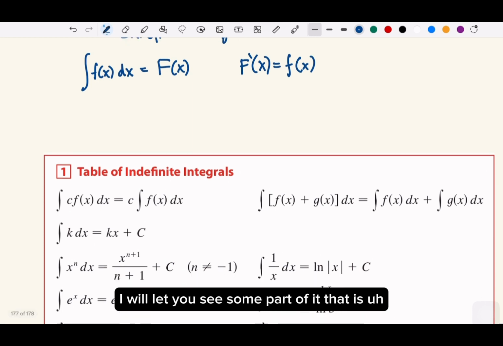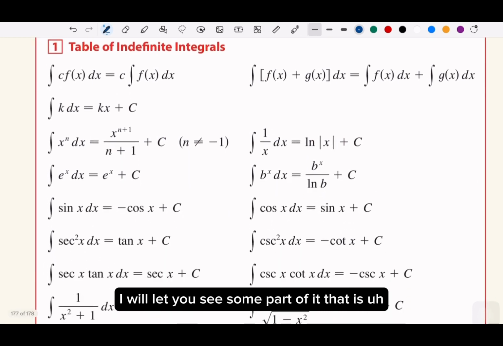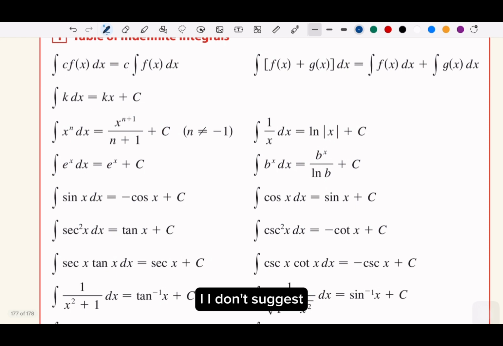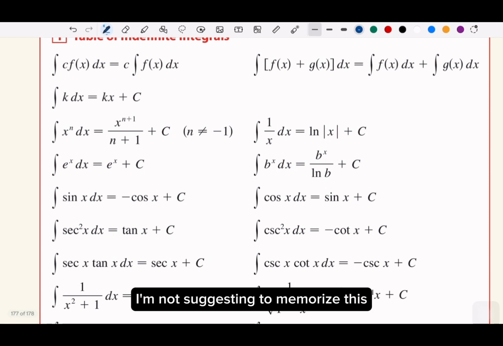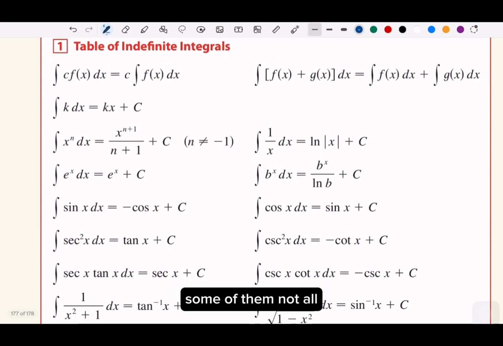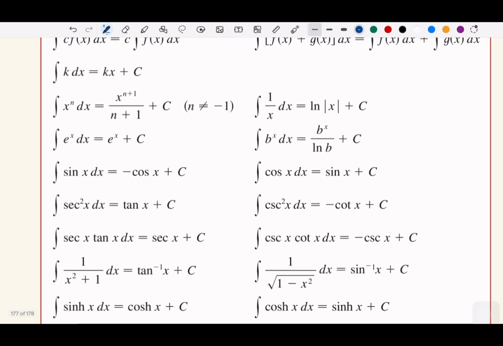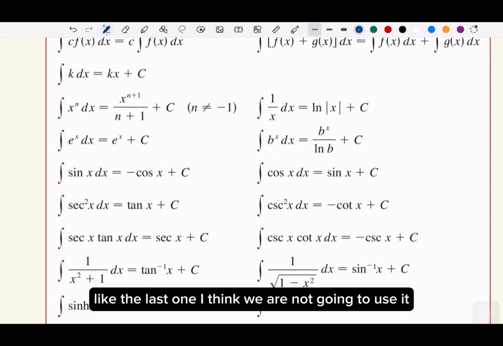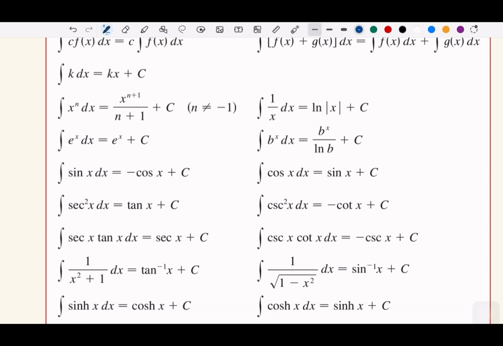Okay, the complete one for some specific functions and some property, I will let you see some part of it. I'm not suggesting to memorize this, but I think you can keep some of them. Some of them, not all. Like the last one, I think we are not going to use it. The hyperbolic function, we are not going to use it. The other ones we are going to use: the inverse, the trigonometric, the normal exponent, the e, all we are going to use.